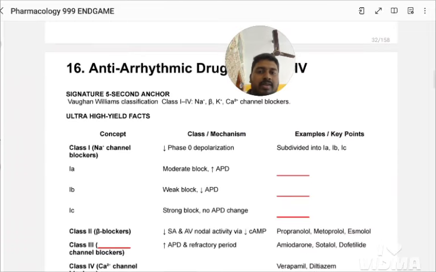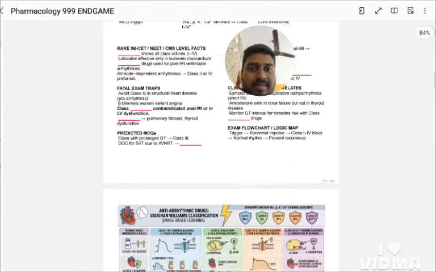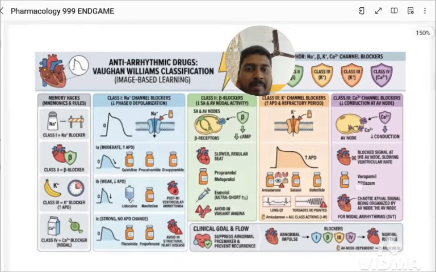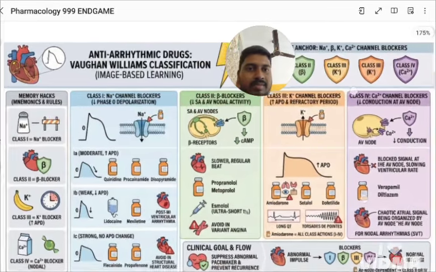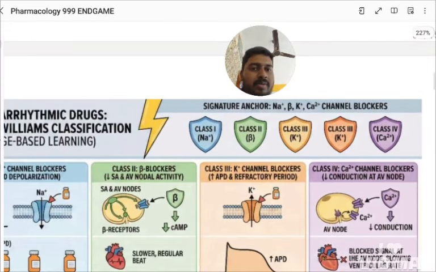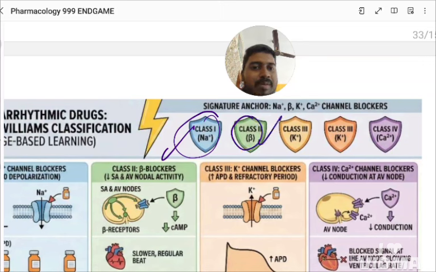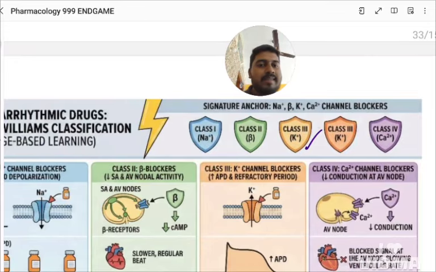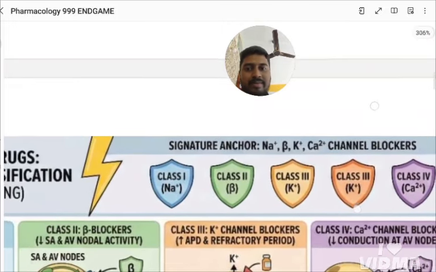So next we'll be going through anti-arrhythmic drugs, and this is a very important topic. Basically there are a total of 4 classes of drugs: class 1, class 2, class 3 and class 4. Class 1 is related to sodium channel, class 2 are beta blockers, class 3 are potassium channel blockers, and class 4 are calcium channel blockers. So you shouldn't confuse it. I'll tell you a mnemonic to remember all this.